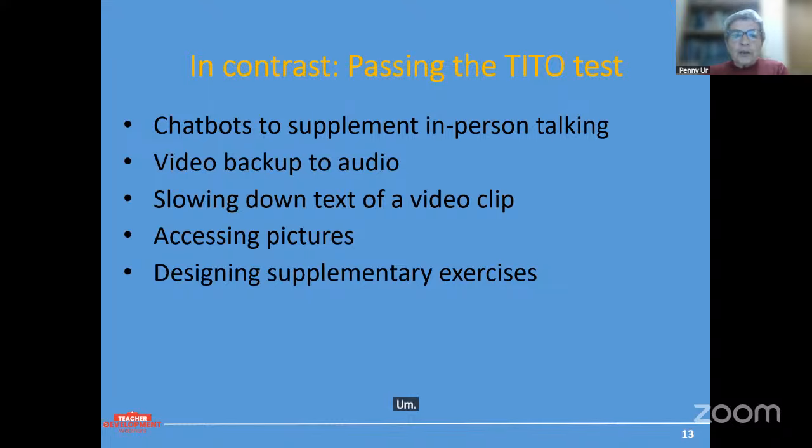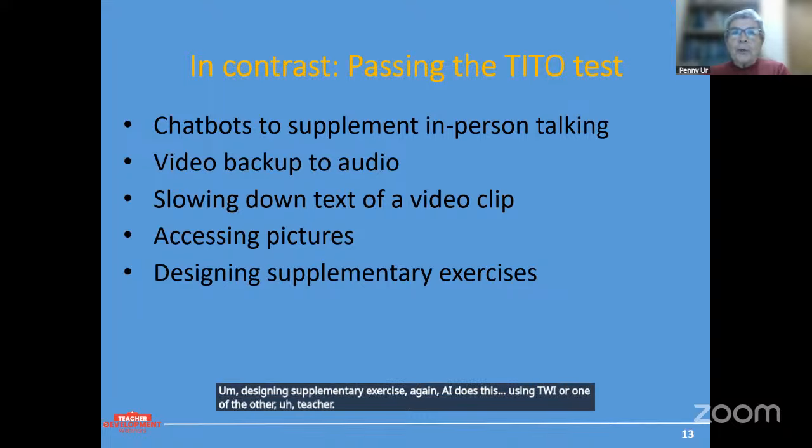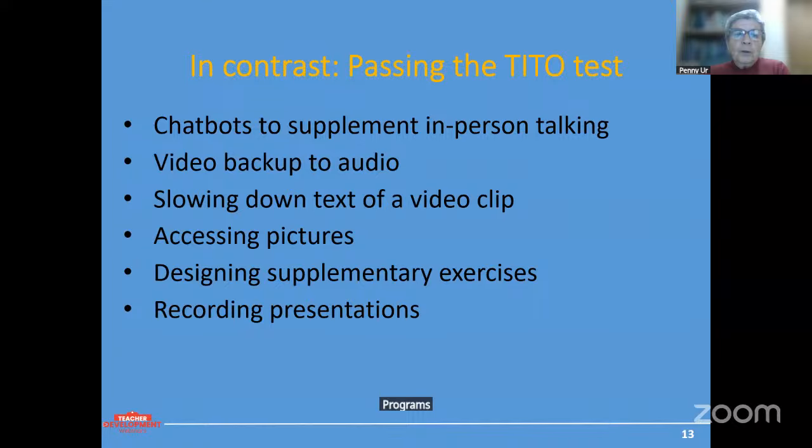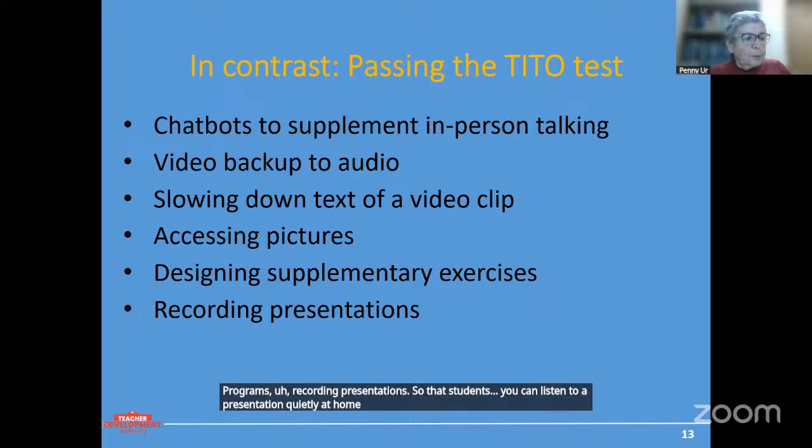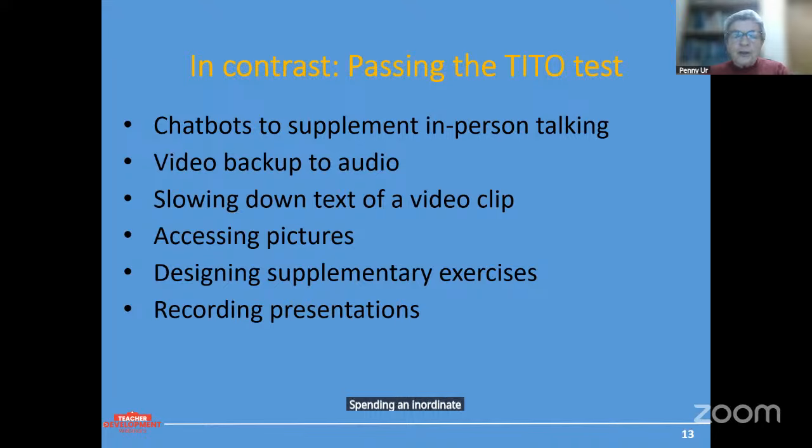Designing supplementary exercises. Again, AI does this, using TWE or one of the other teacher programs. Recording presentations, so that students can listen to a presentation quietly at home and give feedback rather than spending an inordinate amount of lesson time on it.